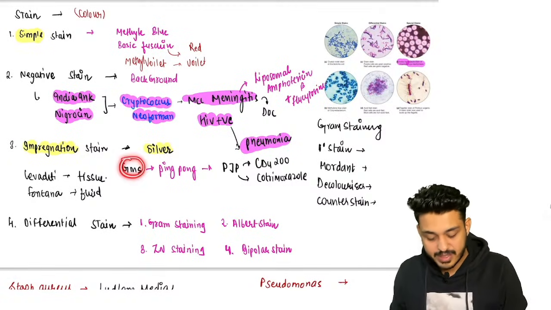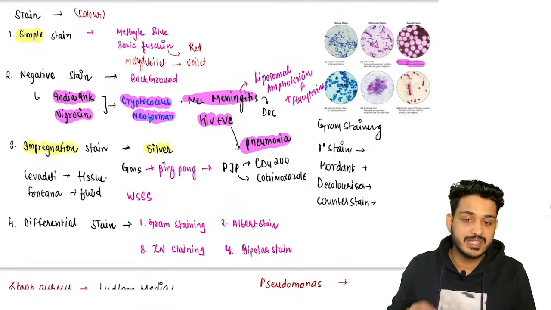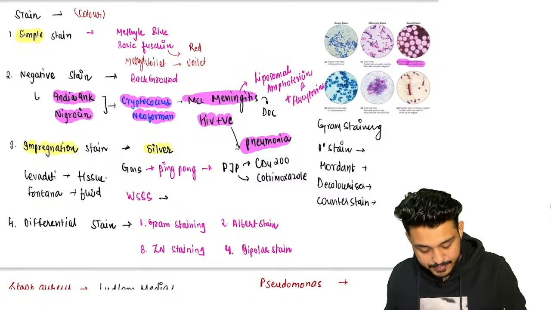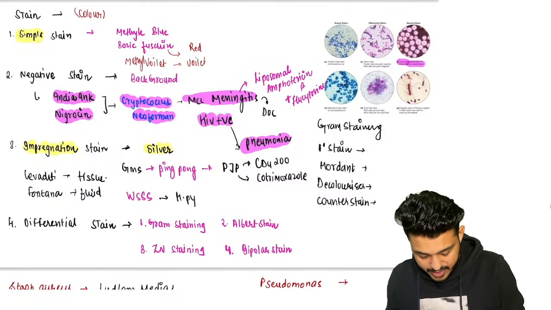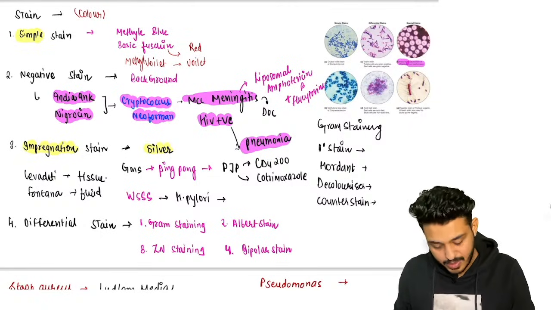What is the example? Like Gomori methenamine silver stain. We also have Warthin-Starry silver stain. Where do we use Warthin-Starry silver stain? Another thing, right? That is used in H. pylori, which can cause cancers also, like gastric adenocarcinoma, MALToma, right?